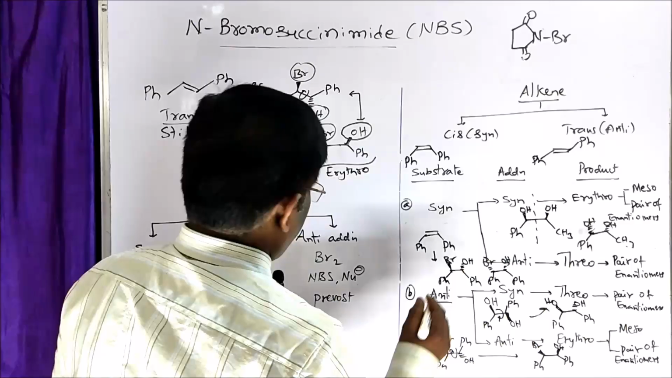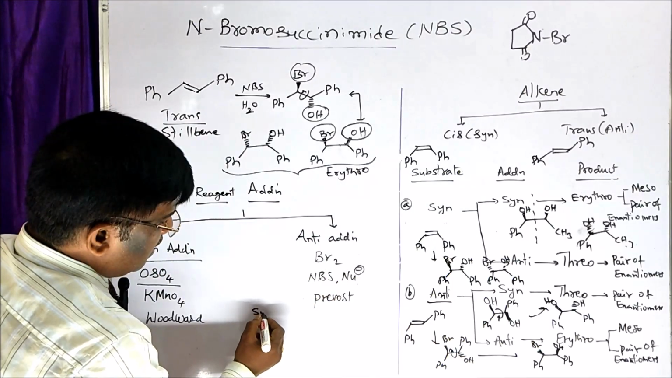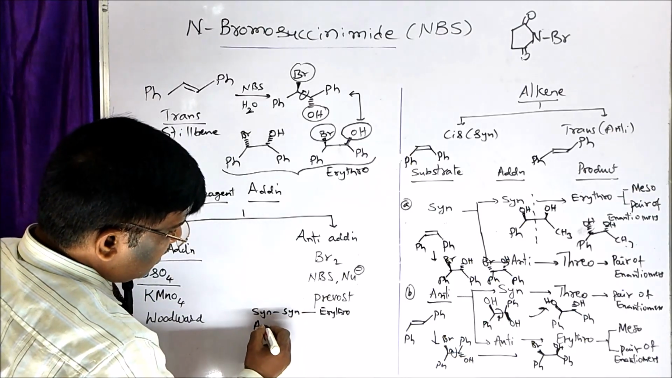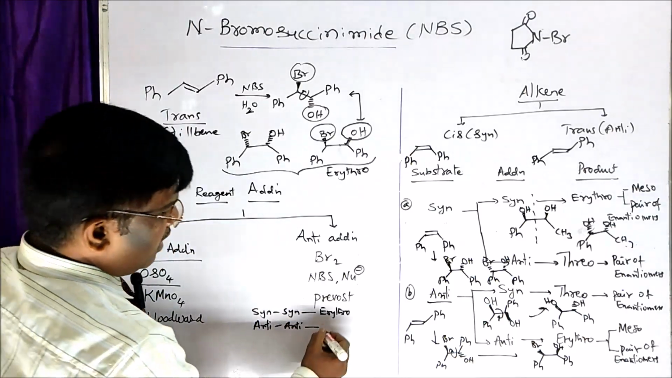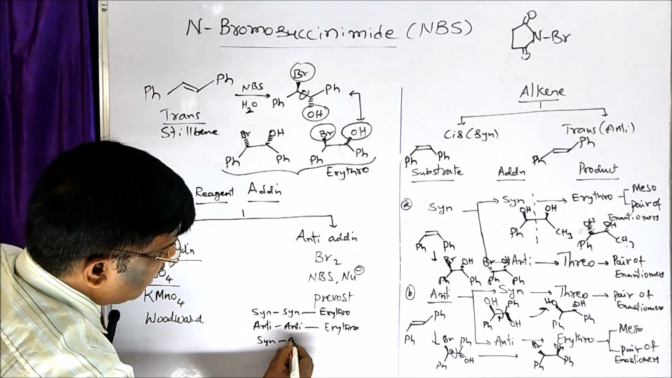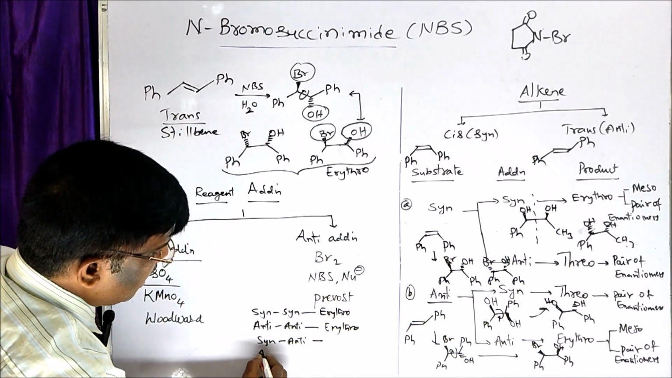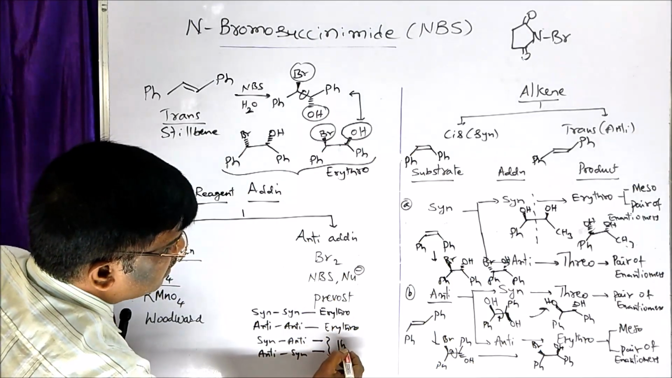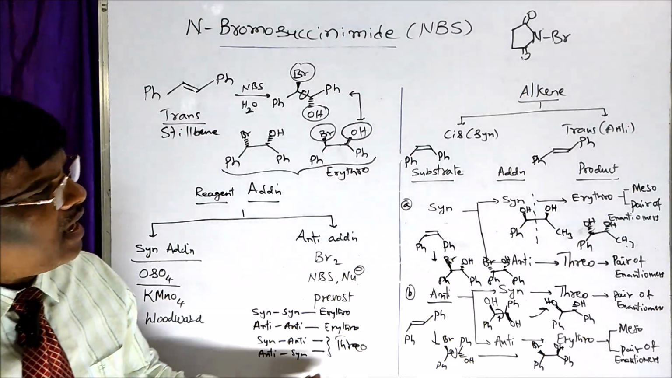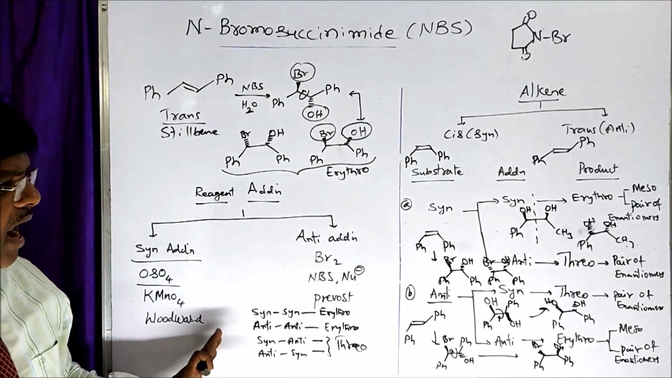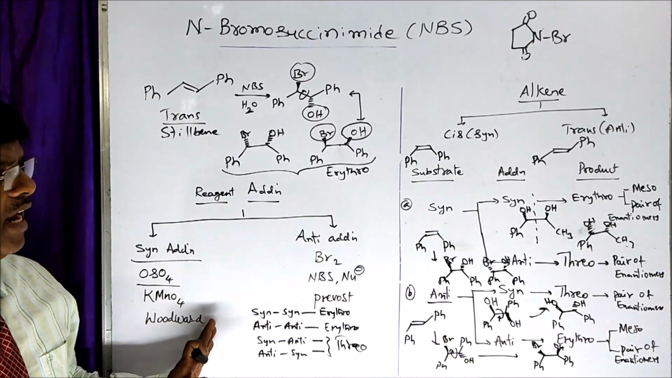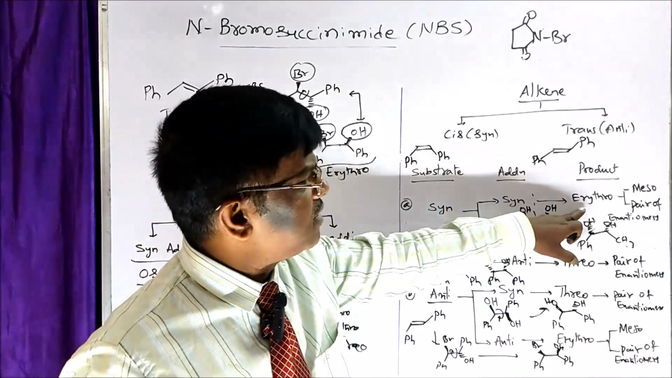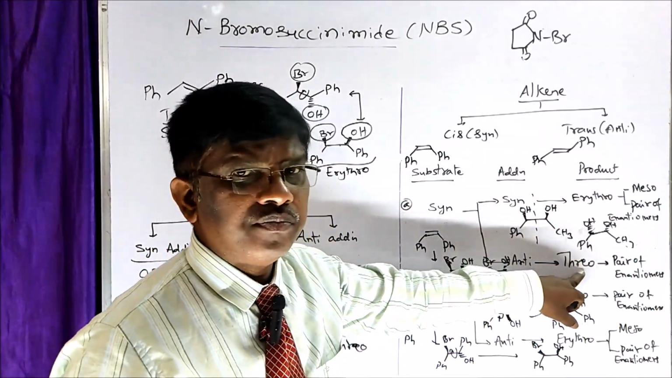So to sum up, what is happening? Syn gives erythro, anti to anti gives erythro, and syn to anti gives threo. If it is anti and syn, you are going to get threo. This is the way addition takes place, and based on the addition, the stereochemistry can be explained. Dear students, please note this down. Syn to syn gives erythro, syn to anti gives threo.